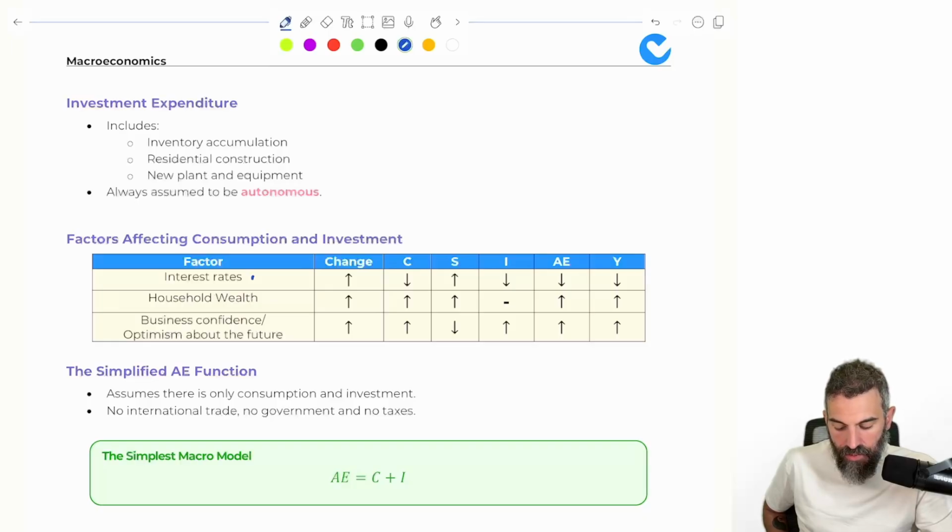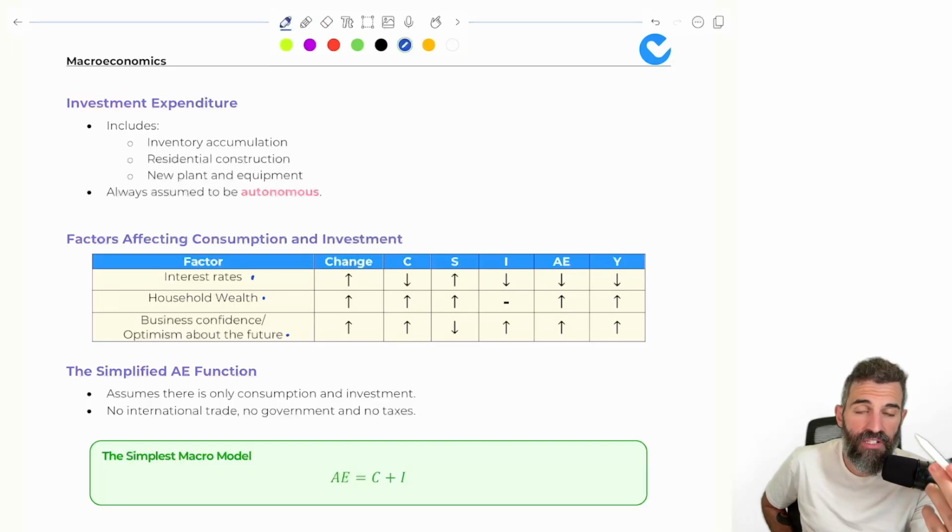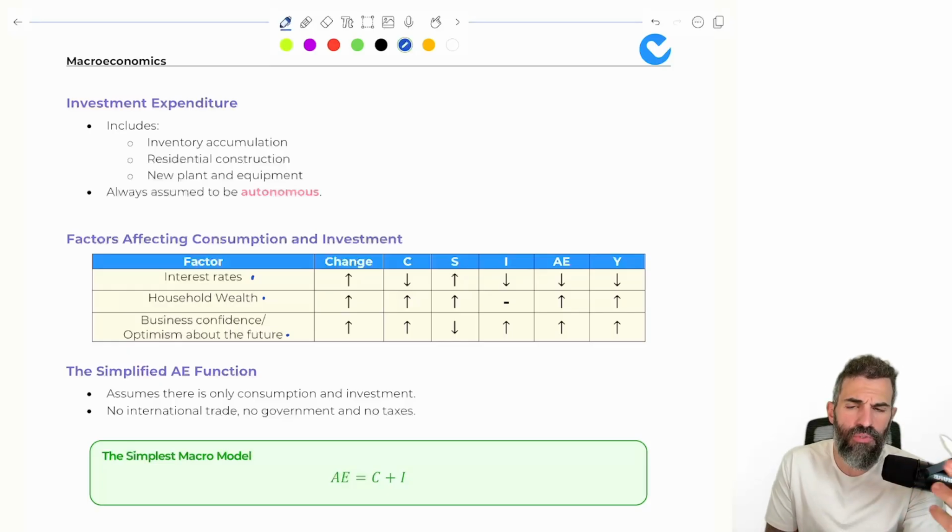Interest rates, household income, optimism about the future. And you see here the effects on consumption. When interest rates are high or when they increase, your consumption tends to decrease for a few reasons. It becomes more beneficial for you to save money, so you see your savings will go up. And if you're saving more, you're consuming less. Your wealth. As you have more wealth, you consume more. You also save more. It just means you have more money, so you can do more of everything.